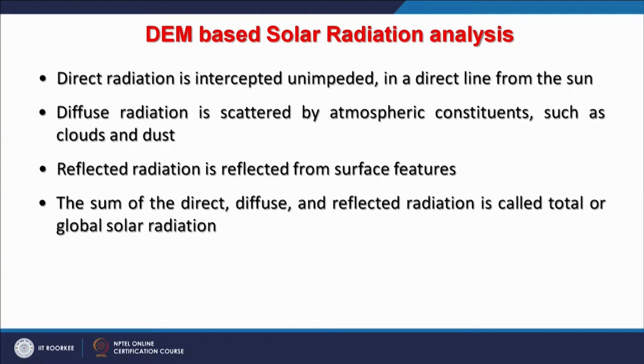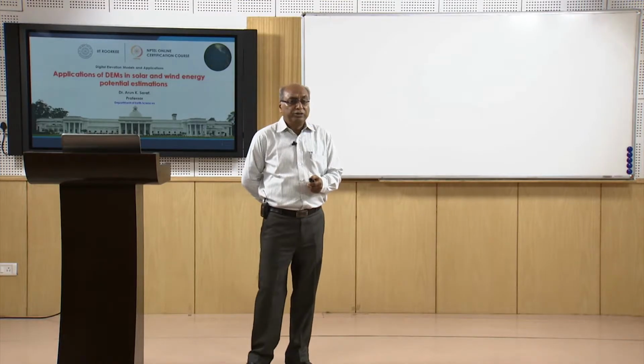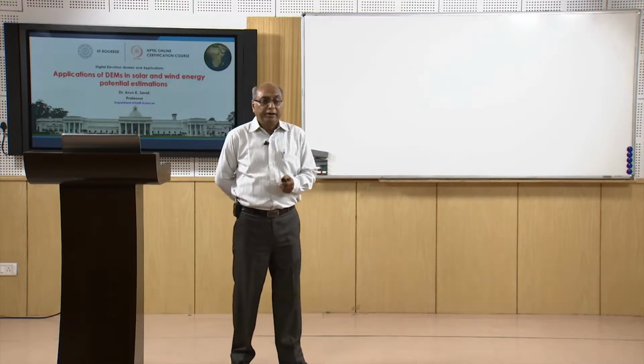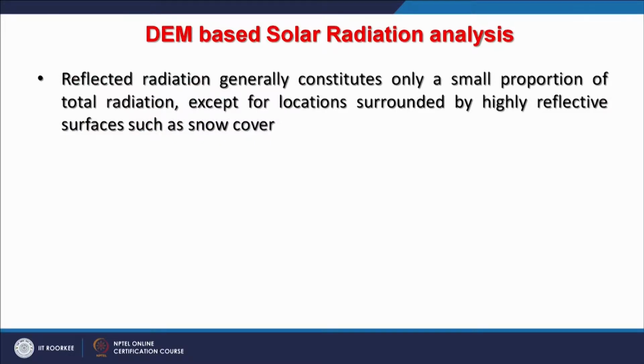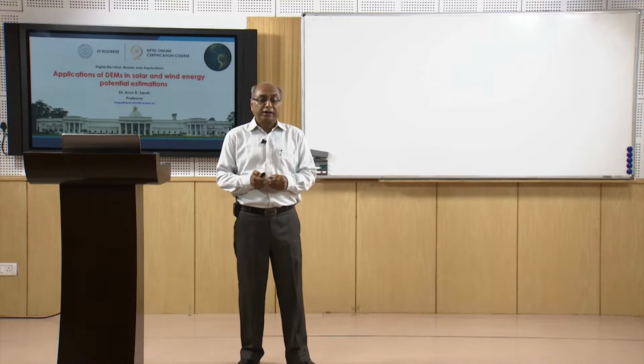There the reflected radiation component is much more in insolation, and the sum of this direct, diffuse and reflected radiation, as I have been saying, we can call the global solar radiation, or basically total solar radiation. Generally the direct radiation is the largest component of total radiation. Diffuse radiation is the second largest component, and the third one, the reflected one, is very little in that sense. Reflected radiation generally constitutes only a small proportion of the total radiation reaching the earth, except for locations surrounded by highly reflective surfaces such as snow cover. You know that in snow cover areas, where you have glaciers or fresh snow, the solar radiation because of reflection is very high, and therefore people wear goggles to reduce the radiation reaching their eyes, otherwise it is very harmful.